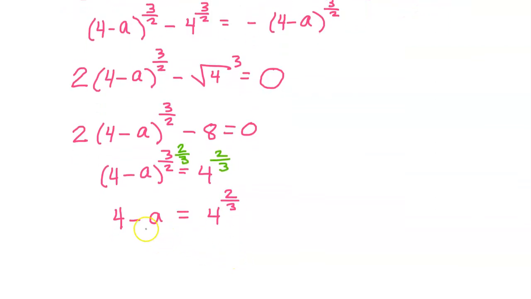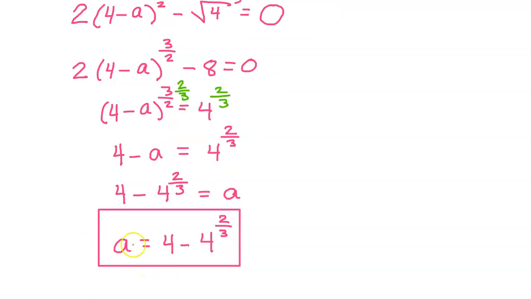To get a by itself, I'm going to add a to both sides and subtract 4 to the 2/3 power from both sides. So that will leave me with 4 minus 4 to the 2/3 power is equal to a. And this is the answer. This is the value of a that separates the left side and the right side into regions of equal area.